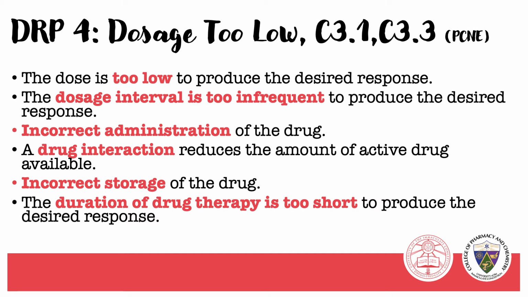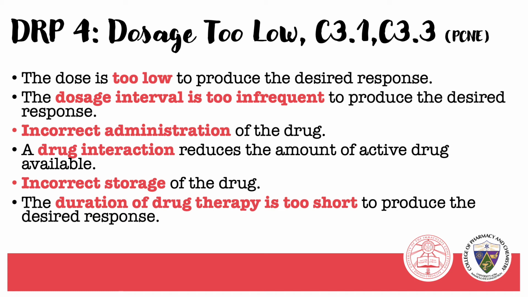And also, there is a drug interaction that reduces the amount of active drug available. And there is incorrect storage of the drug, which produces a dosage of drug that is too low in the body. And the duration of the drug therapy is too short to produce the desired response. These are the things that make a dosage too low and cause drug-related problems.